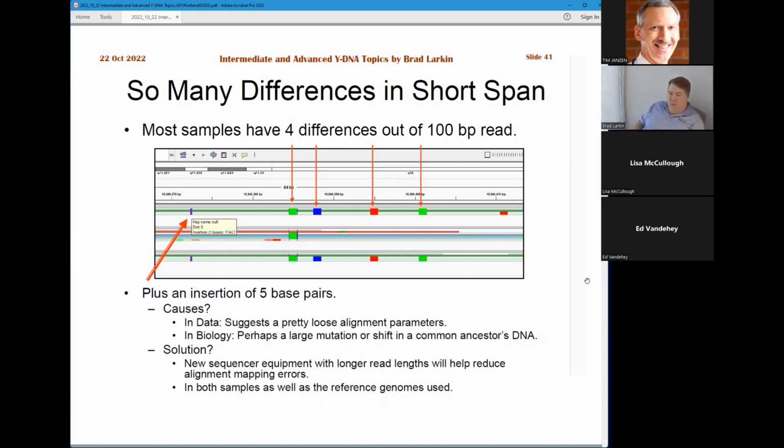What's the solution? New sequencer equipment with longer read lengths will help, as well as improving the reference genomes that are used so that the reference is closer to what this haplogroup's answer is. Right now, as far as I can see, nobody really deals with these issues. The labs kind of blow it off. The project administrators blow it off. Nobody's really addressing these. But as we move into more full understanding of the Y chromosome and we develop tools, these kinds of dilemmas need to be resolved.